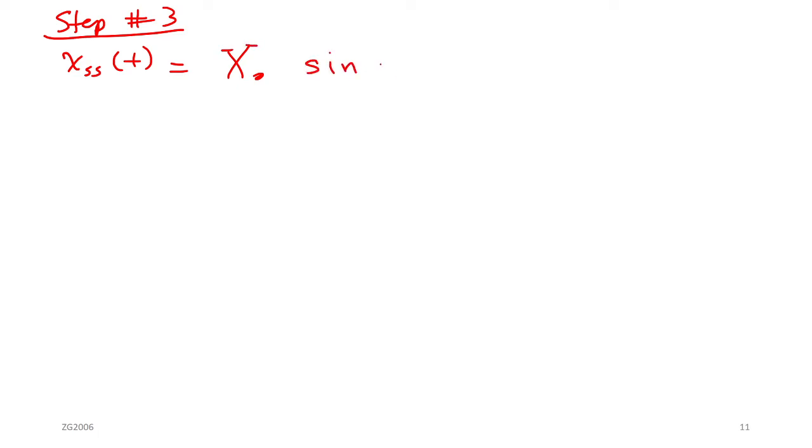What I'm looking for is the steady state solution. Okay, sorry. Let me call it again. This is the last step, step number 3. Find the steady state solution. It will be X naught, capital, sine, similar to the input, omega t, similar to the input, plus a phase. Okay, this is given. This is what we don't know.